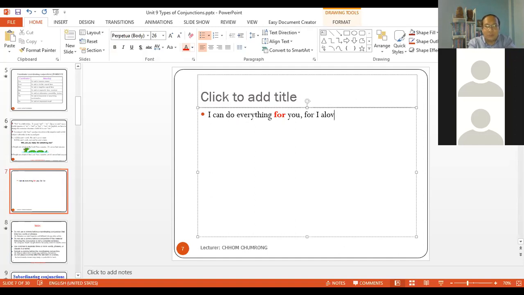For I love you. Subordinating conjunction, teacher. Coordinating conjunction, sorry. Okay. So for here, it is not a preposition. It is a coordinating conjunction. That's why you have to be careful about it when you see this word.